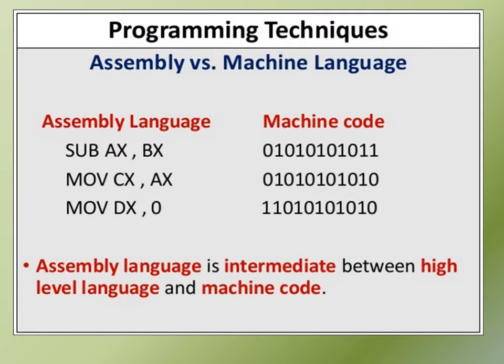Now we see the difference between assembly language and machine language. See, assembly language has these mnemonics, and for the machine language it is a machine code. It is a combination of 0 and 1. Assembly language is intermediate between high level language and machine code. So these are the basic differences between the assembly language and machine language.